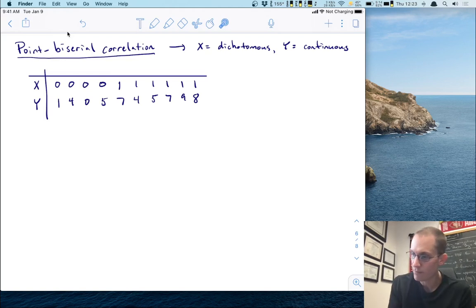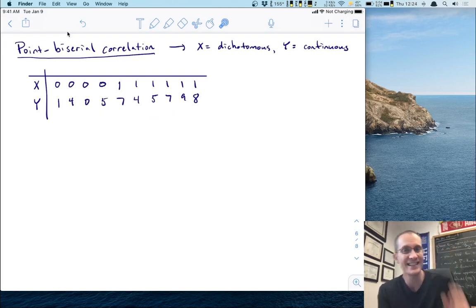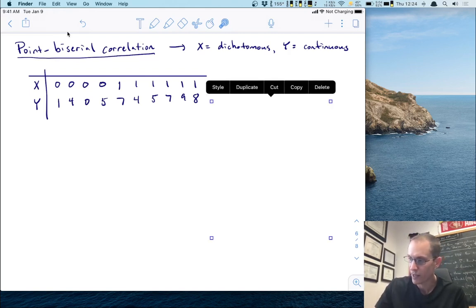So here's an example that meets this categorization. X is a dichotomous variable. You can see X either is a 0 or a 1. But Y is an item that has all kinds of numbers on it. These are all whole numbers. We're going to just assume that this is a continuous scaled measurement, but it could also have decimals and it would be fine. And we want to know to what extent are X and Y associated with each other. Is there a correlation between them? So we do this with the point biserial correlation.